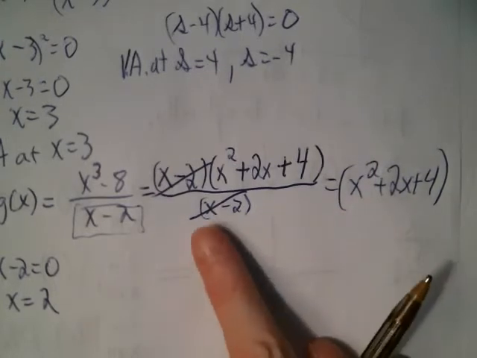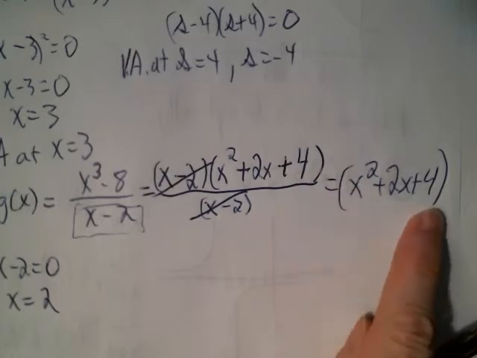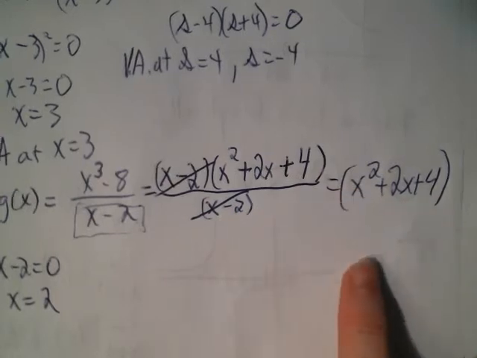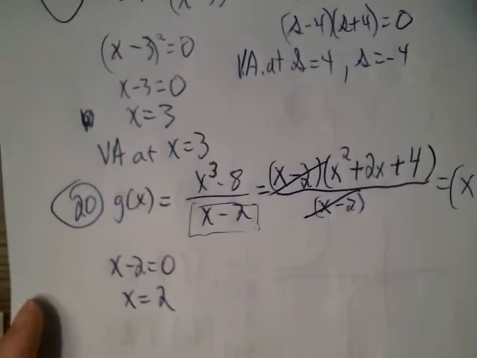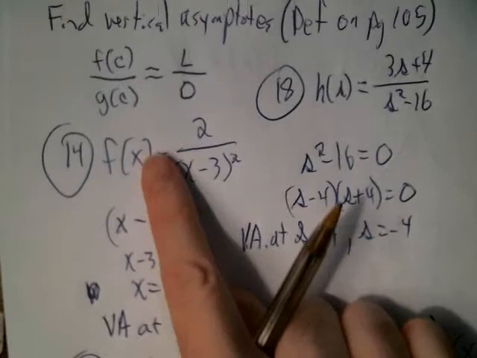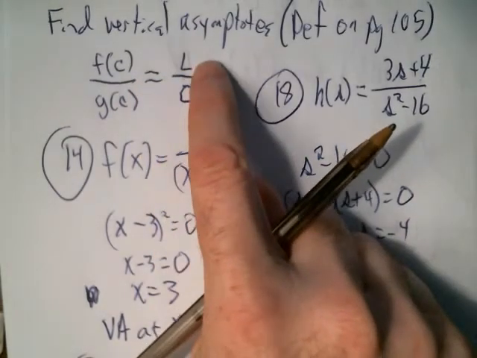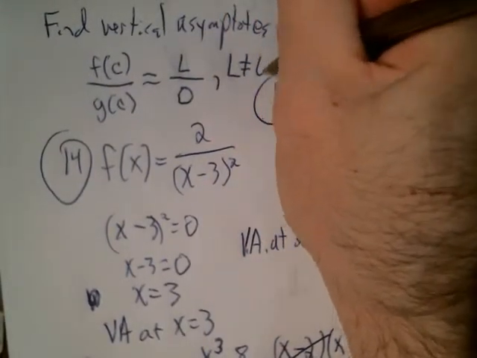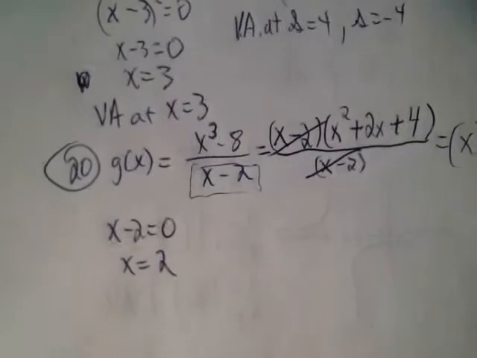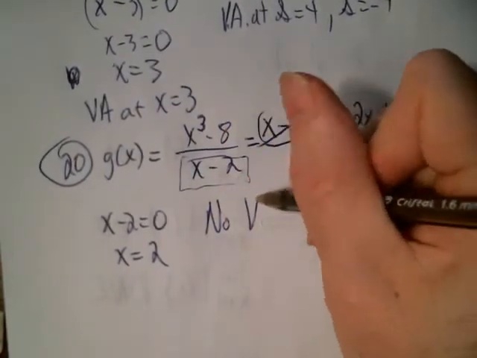So if you were to take the limit as x goes to 2, it would be 4 plus 8 plus 4, right? So 16. There's no vertical asymptote there, and it's particular because this top value is not L, it's actually some 0. Okay, so L is not 0. All right, so anyways, here there's no vertical asymptote.